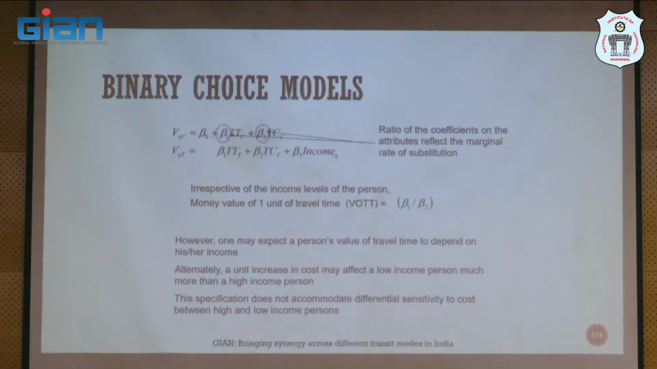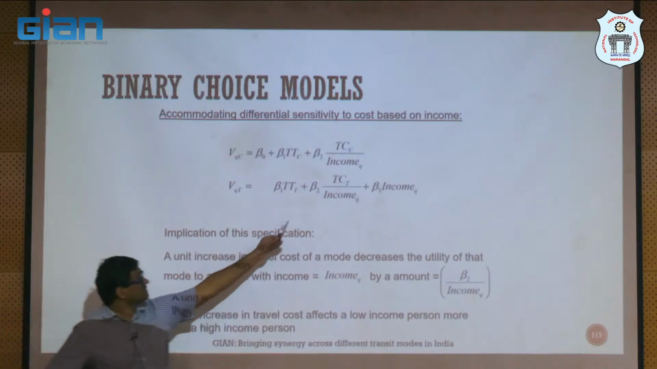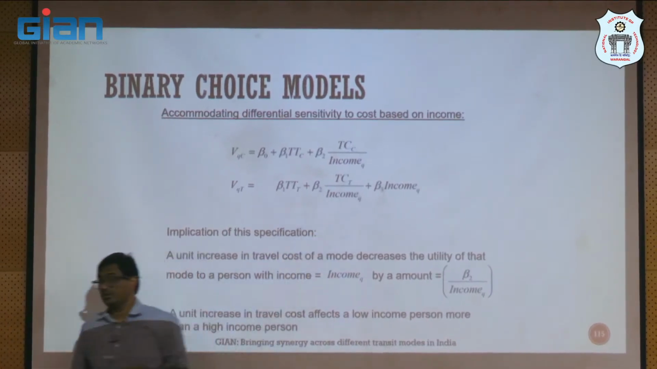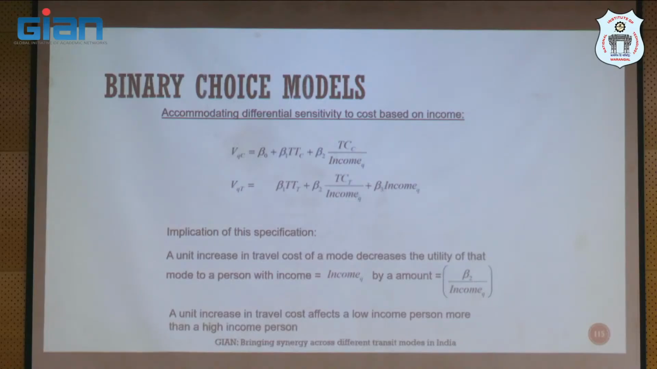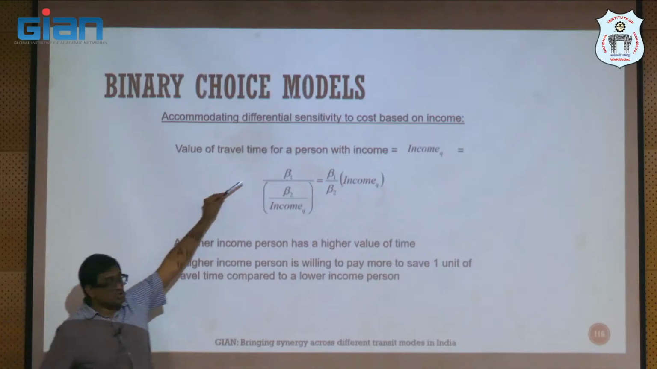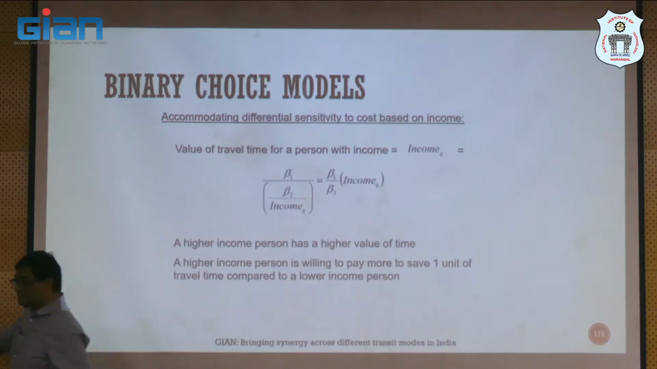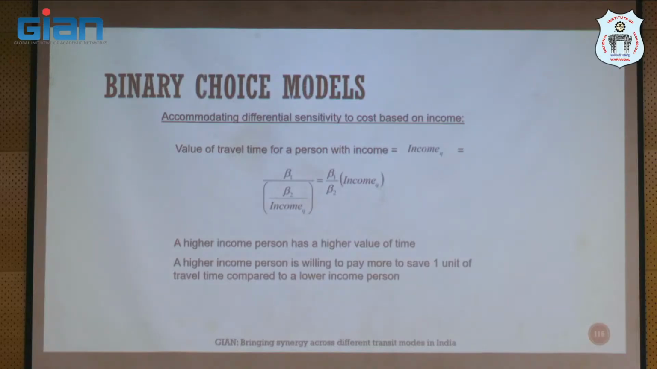Let me show you that. I'm using this variable for cost, instead of using just TC. Now if I do that, the ratio of beta 1 to beta 2 will be beta 1 over beta 2 by income. My money value of time will become beta 2 times income. So as income increases, the money value of time increases for that person. Does that make sense? This way, we allow for different money values of time for different people. So this is more realistic.